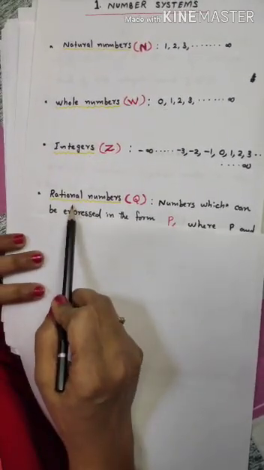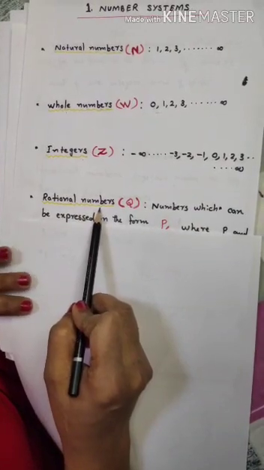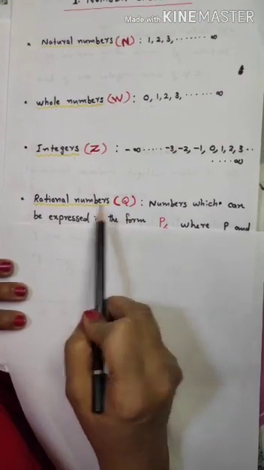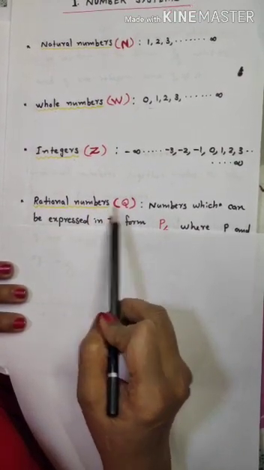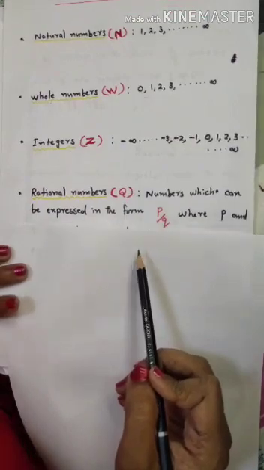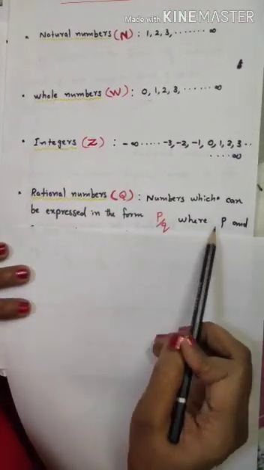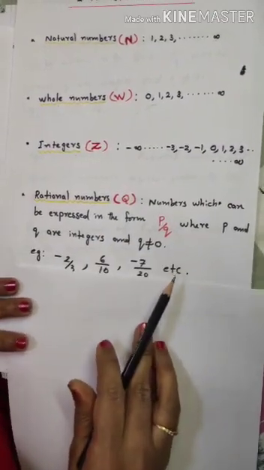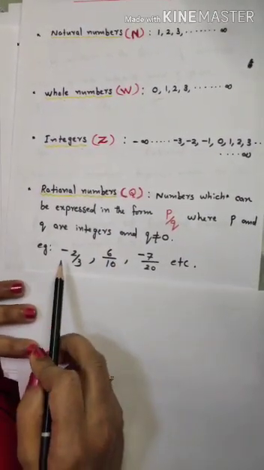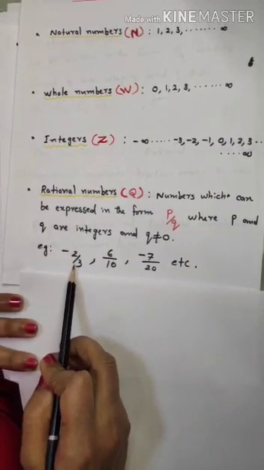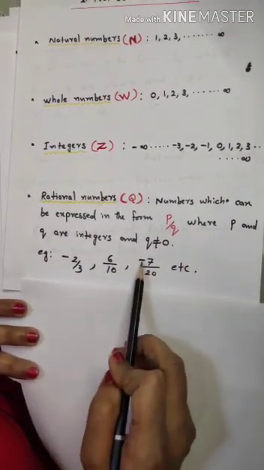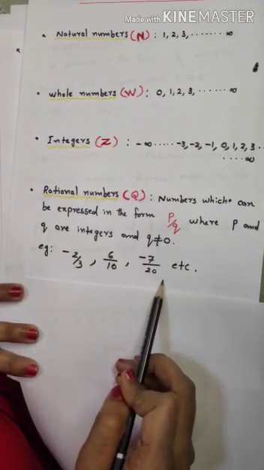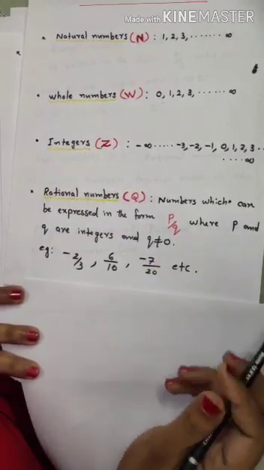And next we have the set of rational numbers, which we have studied in the earlier classes, denoted by the letter Q. The definition of rational numbers is like this: numbers which can be expressed in the form p by q, where p and q are integers and q is not equal to 0. We have some examples of rational numbers: negative 2 by 3, 6 by 10, negative 7 by 20, etc. All are in the form of p by q where q is not equal to 0.